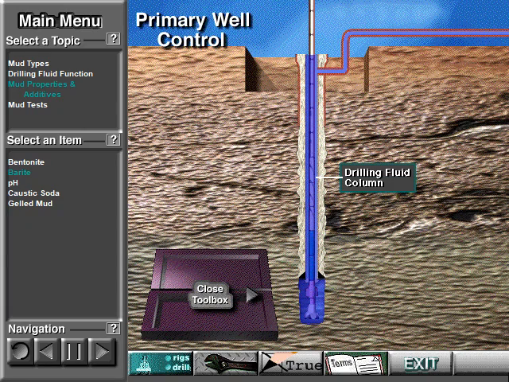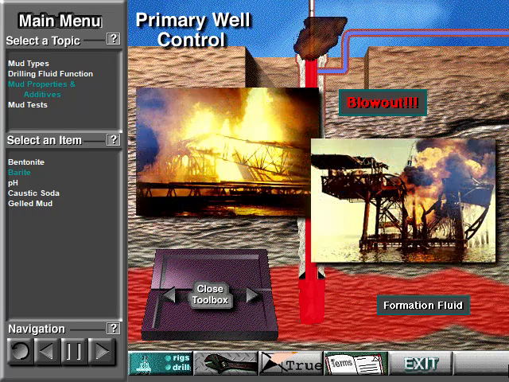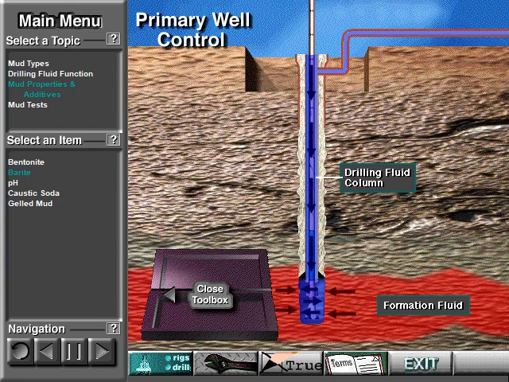Primary well control is using the density or weight of the drilling fluid to provide sufficient pressure to prevent the influx of formation fluid into the wellbore. If sufficient mud pressure is not used while drilling, the pressurized formation fluid forces the mud up the wellbore, where it blows out of control. When the hole is full of mud that weighs the right amount, the pressure of the mud equalizes the pressure of the formation, so formation fluids can't enter the wellbore.